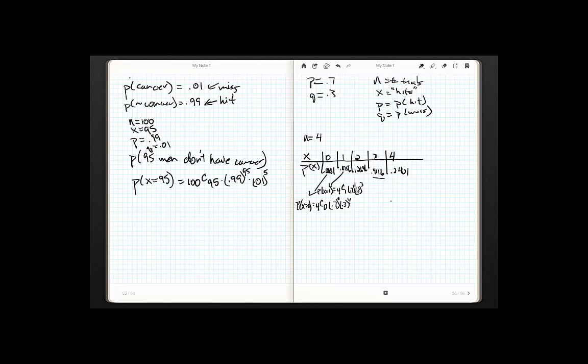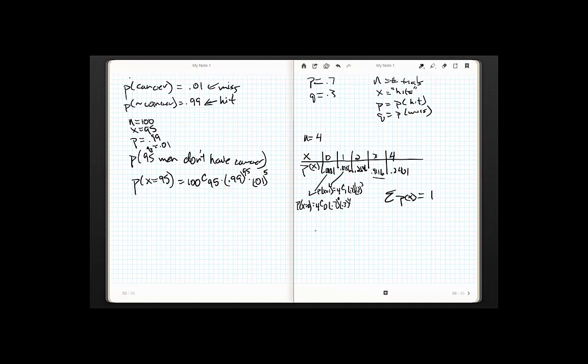Now, I'm going to add all these up. Remember, for a probability distribution, we know the sum of the probabilities has to be 1. If I go 0.0081 plus 0.0756 plus 0.2646, assuming I'm plugging these in right, which is about 50-50. There's a binomial distribution right there, right? Plus 0.4116 plus 0.2401, and voila, 1.